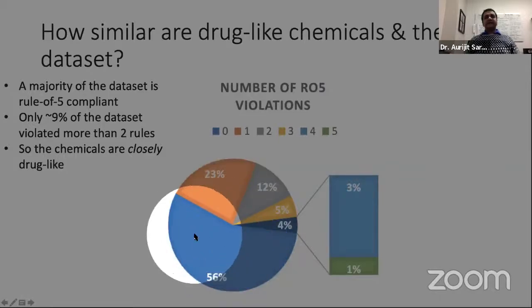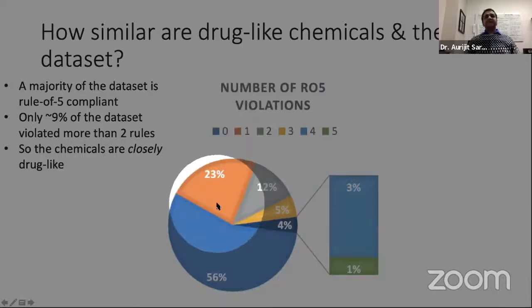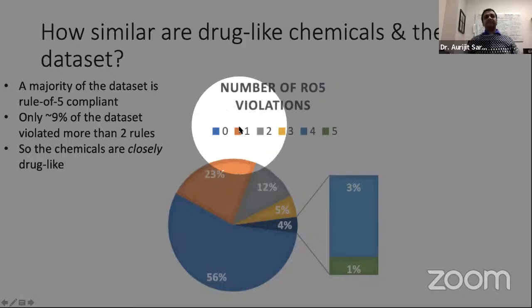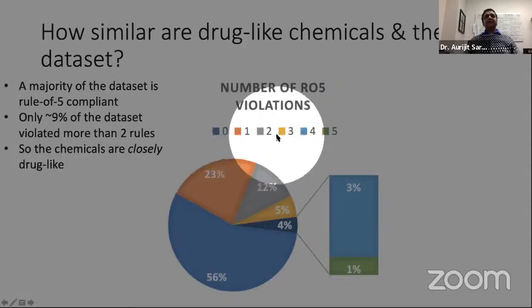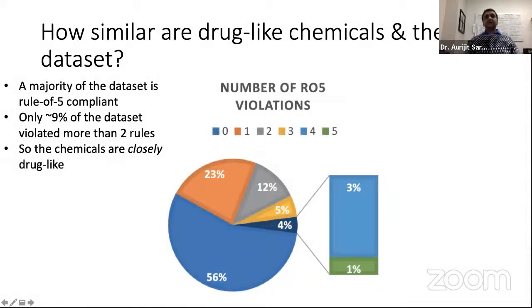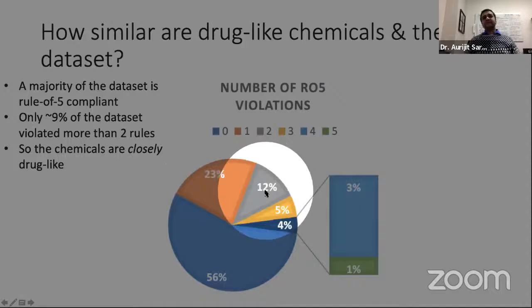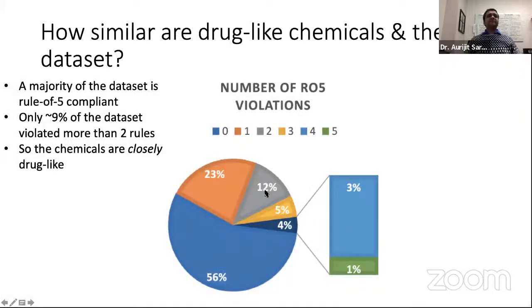56% of the chemicals had 0 violations of rule of 5. 23% had only 1 violation. And if you keep the number of violations to 2 or less, which is typically what a lot of screens do, then you are covering approximately 56 plus 23 is 79, 89, 91% of the data set. So it's a pretty close representation of what a typical screening library in a big pharmaceutical company research and development division might look like.